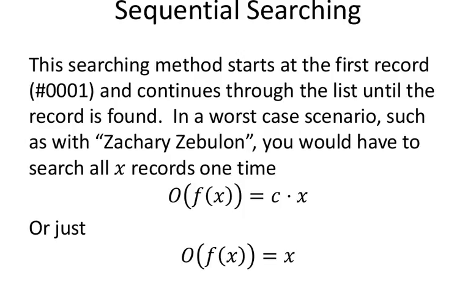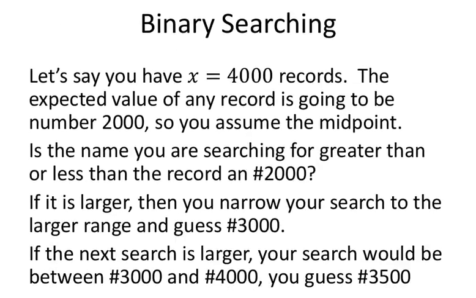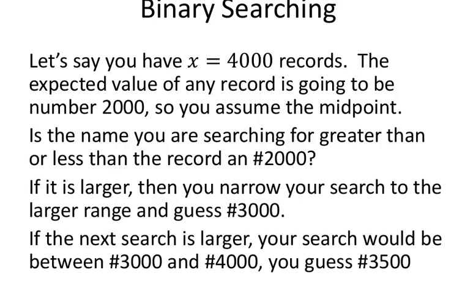And so if you have 1,000 records, you can have a worst case scenario of 1,000 searches. I mean, 1,000 comparisons. And that would not be an effective search. But there are better methods, like binary searching. For example, we have 4,000 records. The expected value of any record, statistically speaking, if you're going to have a random selection of names you're searching for, it's going to be around 2,000. It's the midpoint between 0 and 4,000.